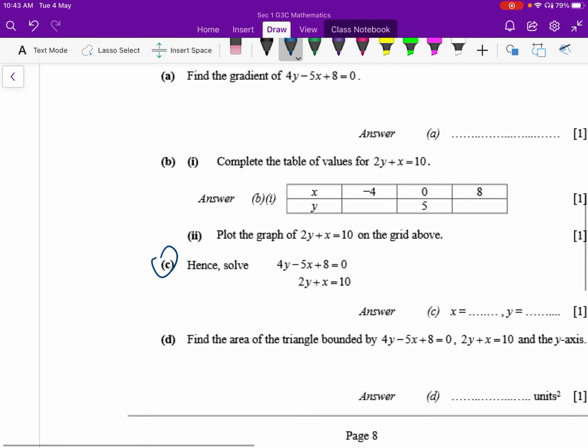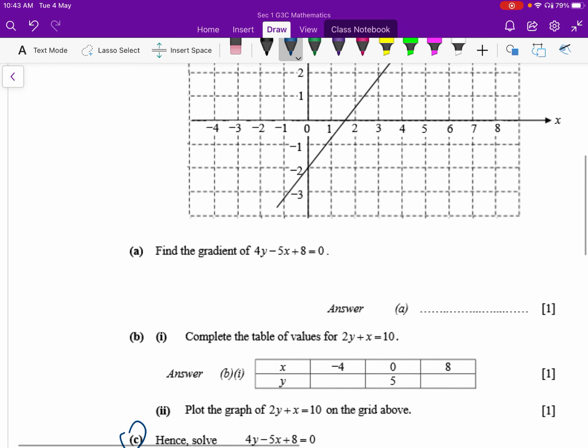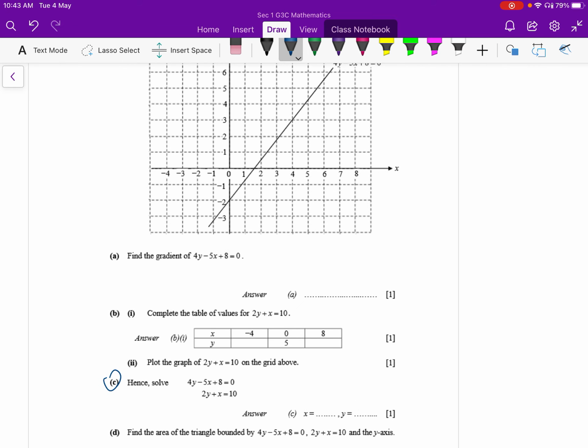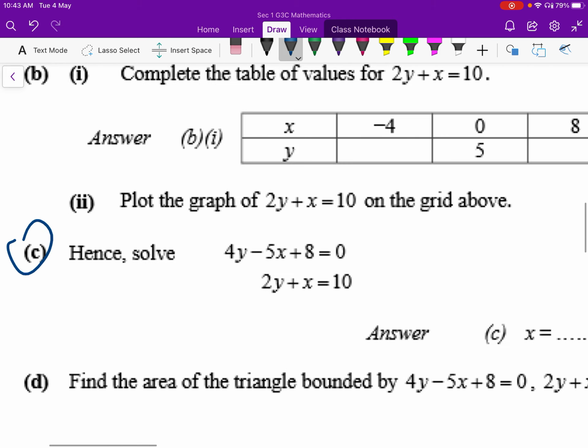Okay, now let's move on to the graph question, where you had to draw a graph, and hence, in part C, hence solve the simultaneous equation. Well, I am happy to see that some of you remember how to do either substitution or elimination. This question says hence. If it says hence, you have to use your solution from the previous part. What is the solution from the previous part? It is to plot.